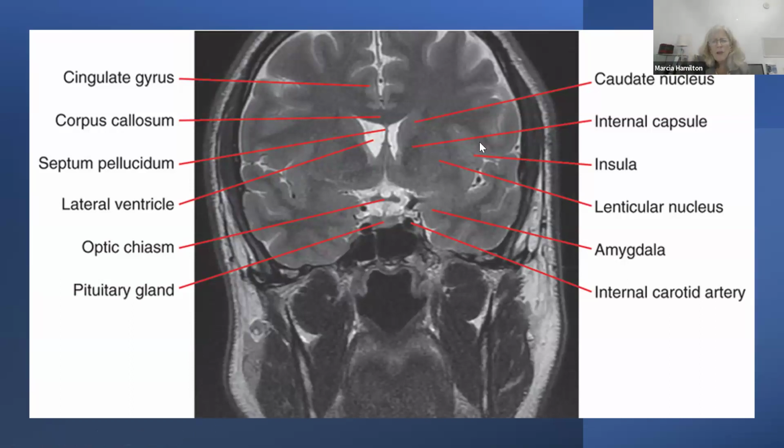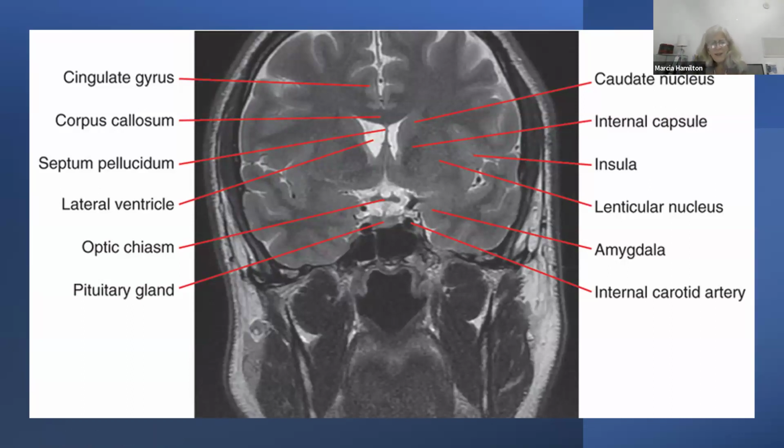So remember I talked to you about the internal capsule. So internal capsule, corona radiata, where we have the white going up, it's dark. Okay? So here, let's see, here was our optic chiasm, back in here.